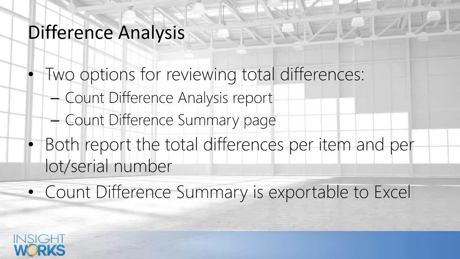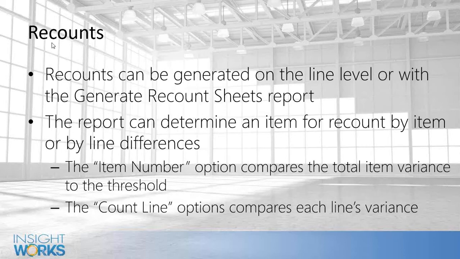Now, once we've done that difference analysis, you may want to go in and do recounts. There's a couple ways you can do recounts. You can write stuff on a Post-it note and give it to the guy, and they go recount it. You come back to the original count sheet and you change the quantity. That works just fine. The only issue with that is you don't really get an audit trail or a history of what was counted other than what's on paper.